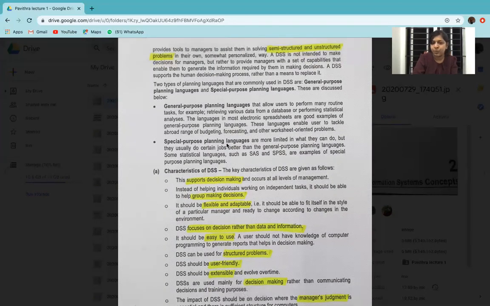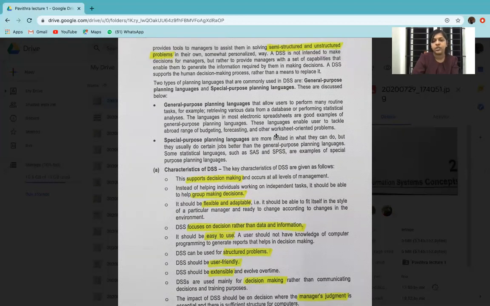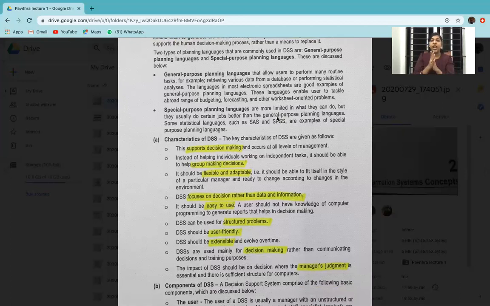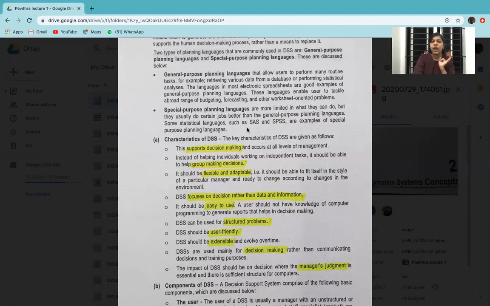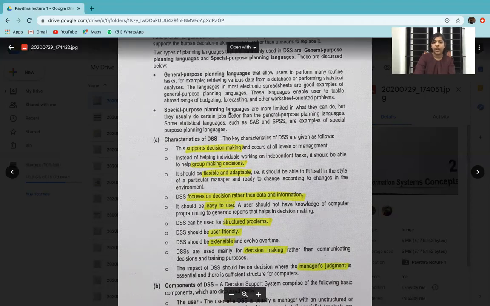What is a special purpose planning language? Special purpose planning languages are limited in what they do, and they usually do jobs better than the general purpose planning languages. So the two types of planning languages in DSS: general purpose, which do many routine tasks, and special purpose, which are limited in what they do. SAS and SPSS are some examples of special purpose planning languages.